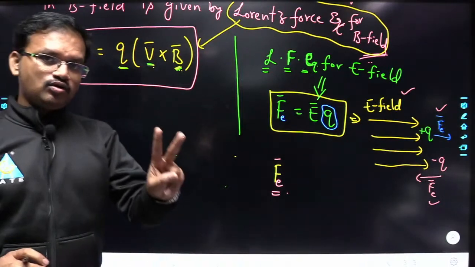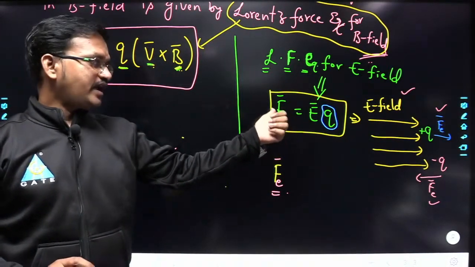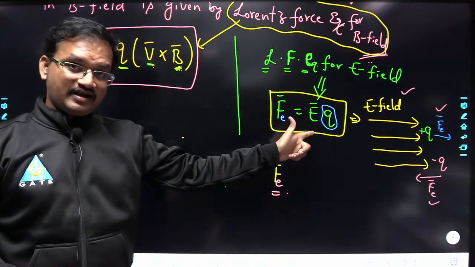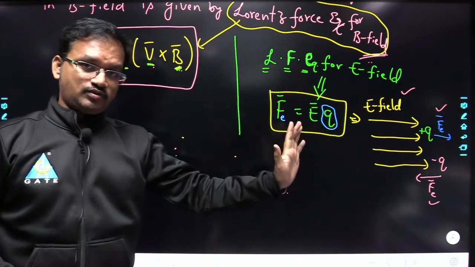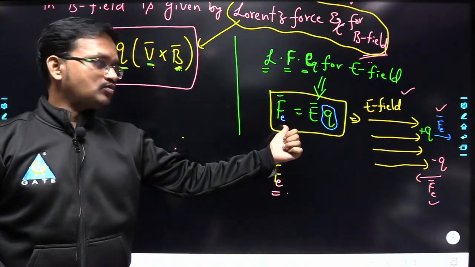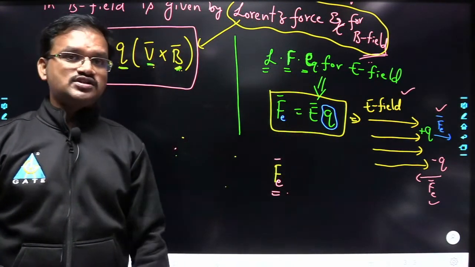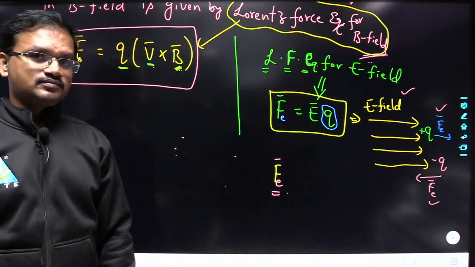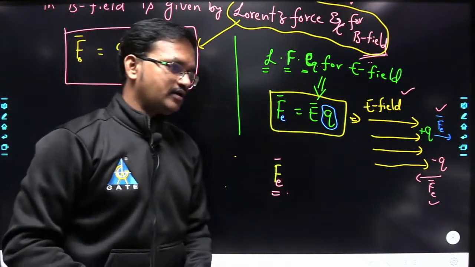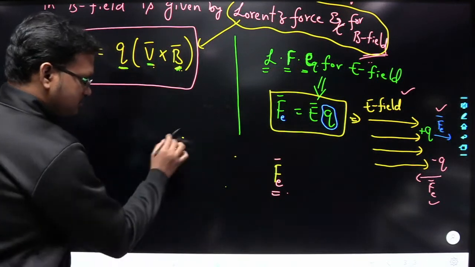So there are only two possibilities for the electrical force. The direction of the electrical force will be the same as the direction of the electric field if the charge is positive. Otherwise, the direction of the electrical force is opposite to the direction of the electric field if the charge is negative. Right? Understood? I hope this point is clear.